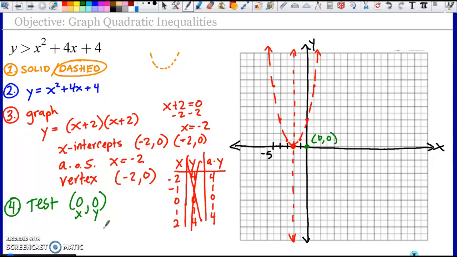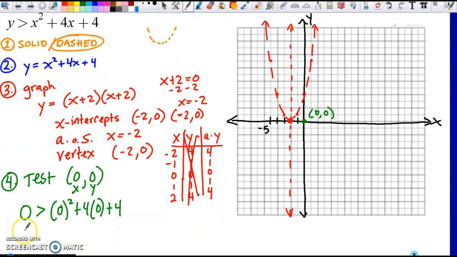I'm going to plug it into my inequality at the very top. 0 is greater than 0 squared plus 4 times 0 plus 4. Now I want to see if that is a true inequality, if whatever I get after I simplify the expression is true. Well, this is going to be 0. 4 times 0 is also 0. And it's easy to tell now that 0 is not greater than 4. So this is not true.